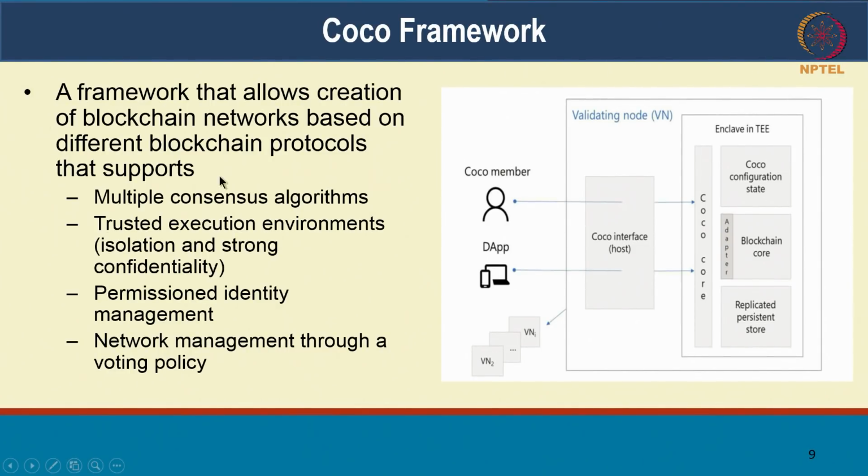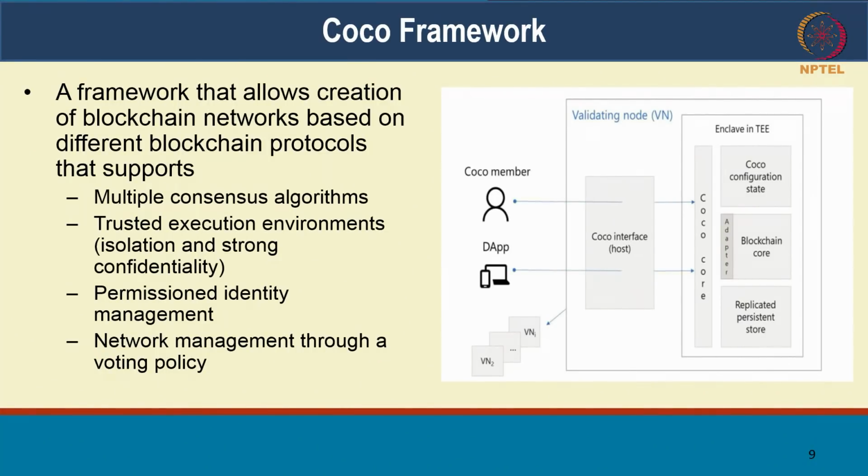So what this framework allows you to do is create blockchain networks based on different blockchain protocols, right? So for instance, you can have multiple consensus algorithms that you can plug into your blockchain network. This picture actually helps. This is from the Coco Framework white paper itself. What they give you is a pluggable way of plugging in your favorite blockchain platform, whatever that is. You can plug that into Coco Framework.